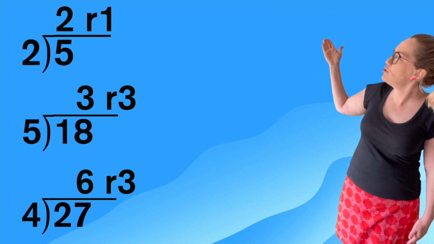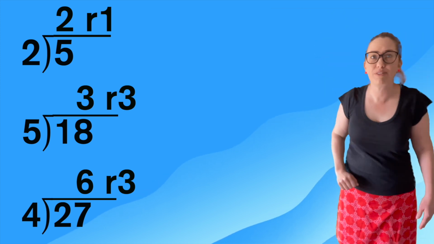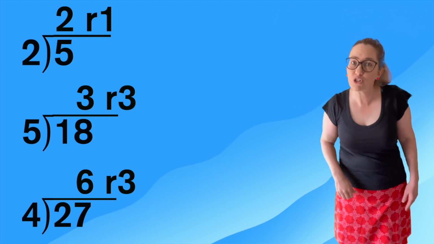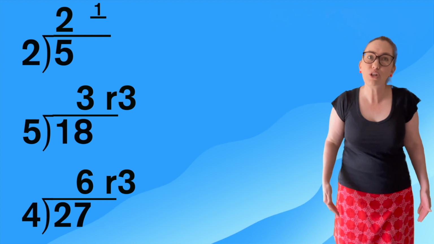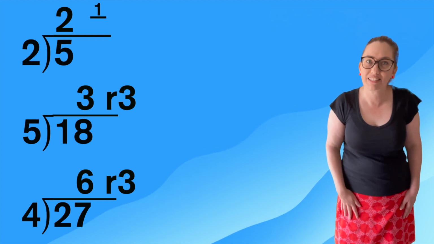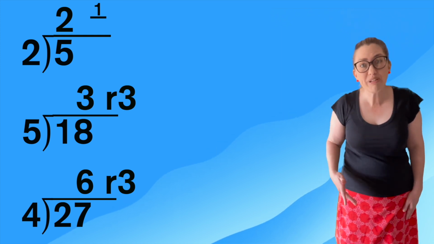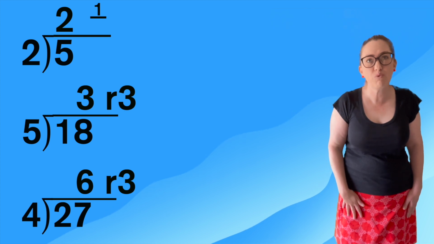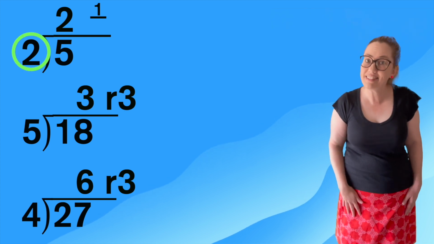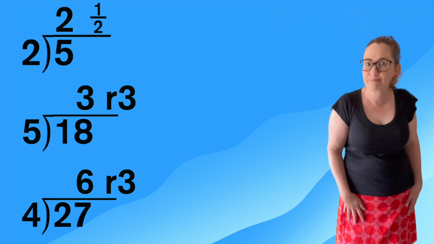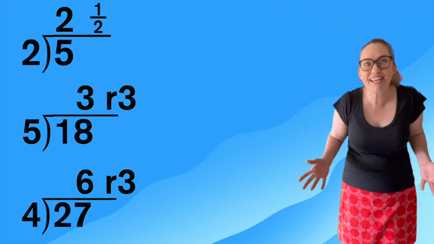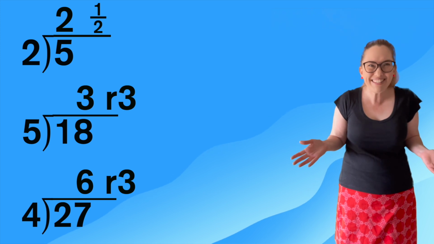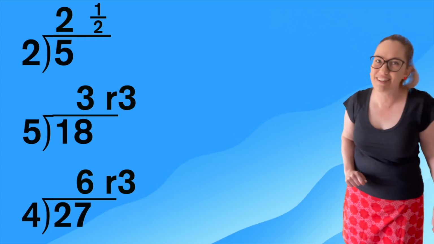5 divided by 2 equals 2 remainder 1. We are going to turn that remainder, in this case the 1, into the numerator in our fraction. Our denominator comes from the number we are dividing by. In this case, it's the 2. Isn't that cool? It makes changing from a remainder into a fraction so easy. Check this one out.